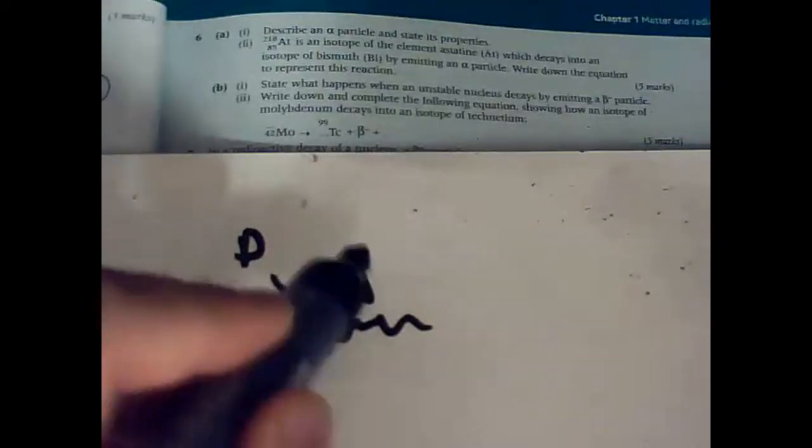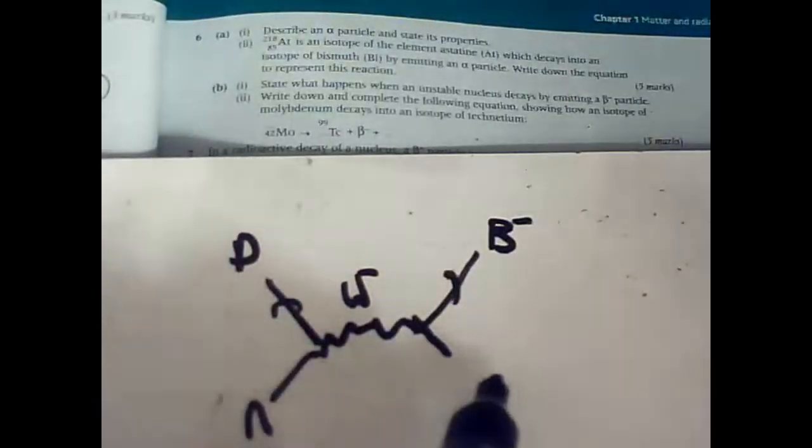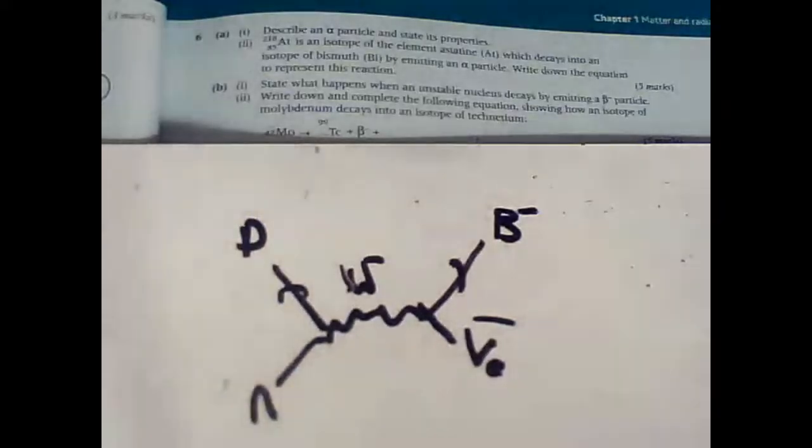Carrying on, part B says state what happens when an unstable nucleus decays by emitting a beta minus particle, and then write down the following equation. When we emit a beta minus particle, if you remember it in terms of the Feynman diagrams, the Feynman diagram says that we have a neutron, and that neutron goes into a proton over here. There is an exchange particle, which is the W, because it's beta minus, it's going to be the W minus boson, and we emit a beta particle, and we also emit an anti-neutrino. So that's the Feynman diagram. The W minus boson is the exchange particle. That is just so that it can become more stable. So that's kind of what happens when we emit a beta minus particle.